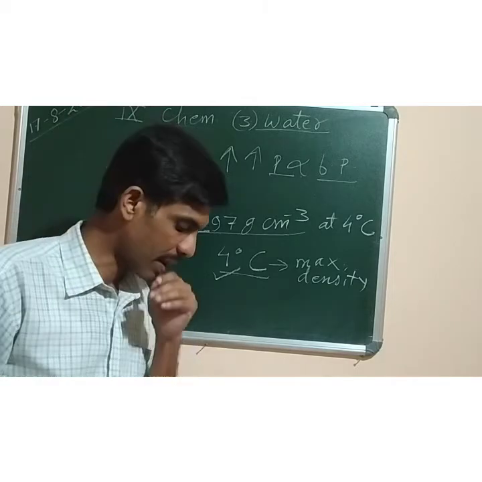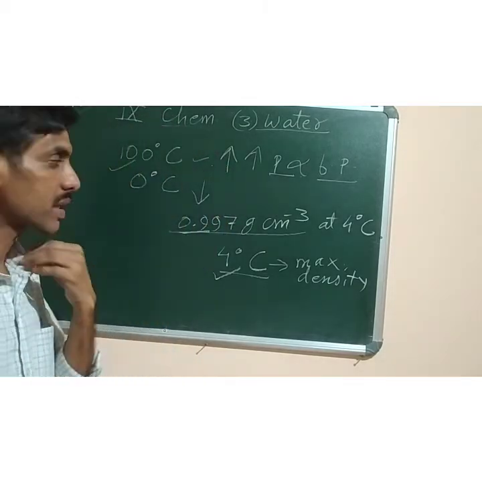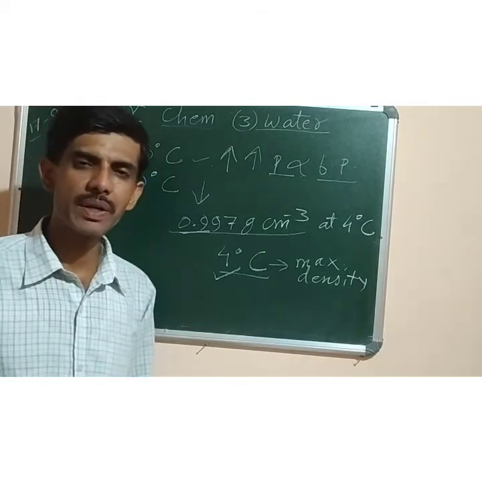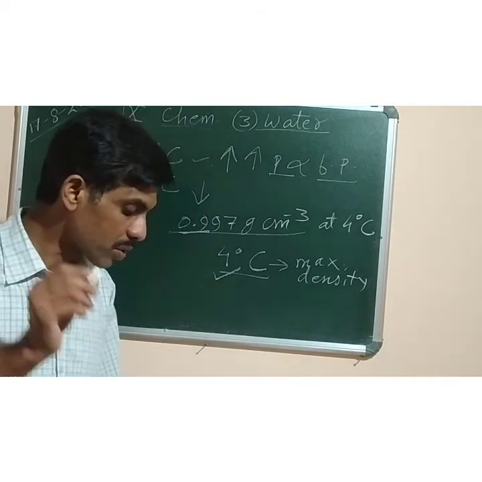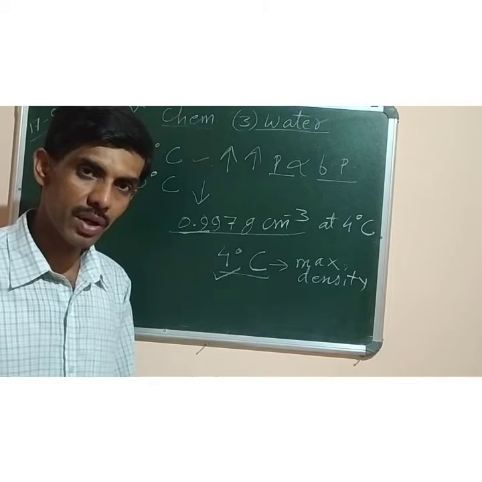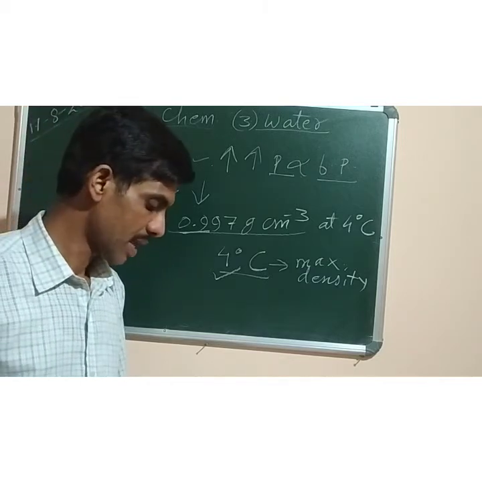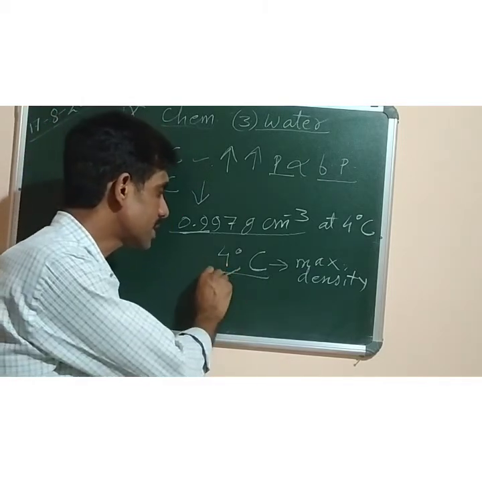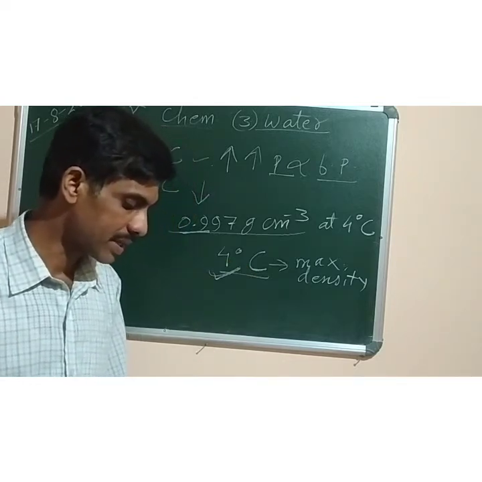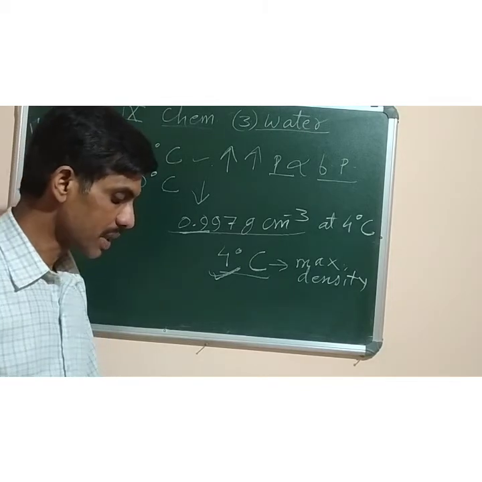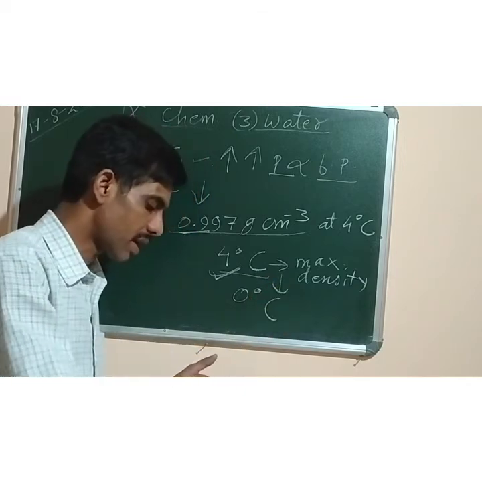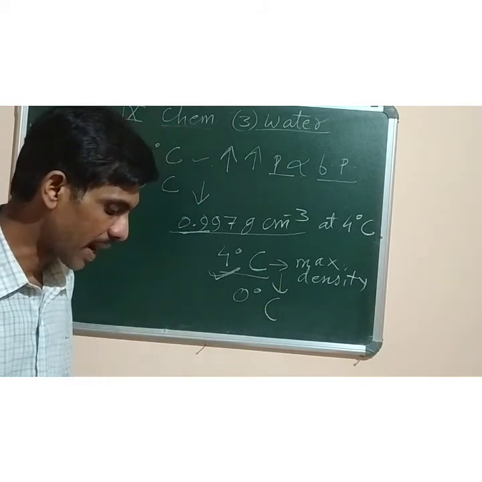Got it now? Next we have anomalous expansion of water. Anomalous means water has an unusual property, a different type of property. When cooled, it first contracts in volume. If you cool the water, it will contract and change into ice. At 4 degrees C, it reaches the maximum density. It starts expanding at 4 degrees C and continues to do so till the temperature reaches 0 degrees C. From 4 to 0 degrees, the water will keep on expanding.